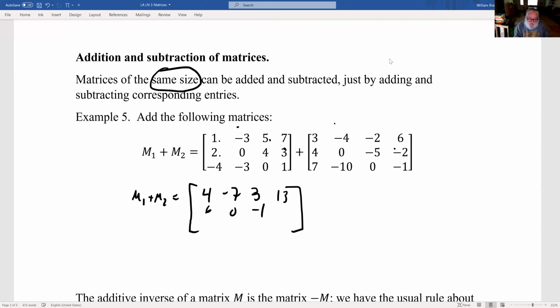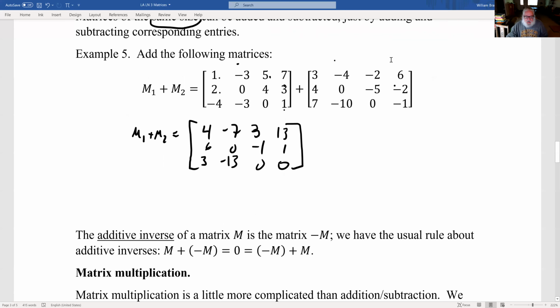3 plus minus 2 is 1, minus 4 and 7 is 3, minus 3 and minus 10 is minus 13, 0 and 0 is 0, 1 plus minus 1 is also 0. So we just add the corresponding entries, and they have to be the same size. So the additive inverse is just a matrix multiplied by minus 1.